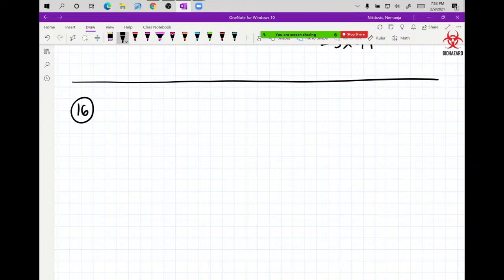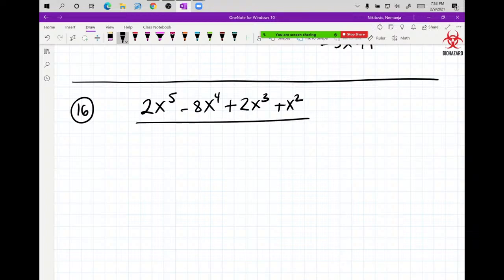16: 2x to the 5 minus 8x to the 4 plus 2x cubed plus x squared divided by 2x cubed plus 1. So try to set it up and go a few steps.